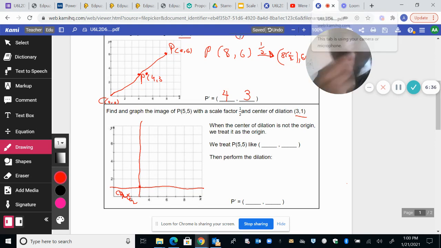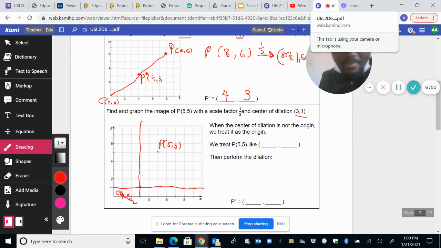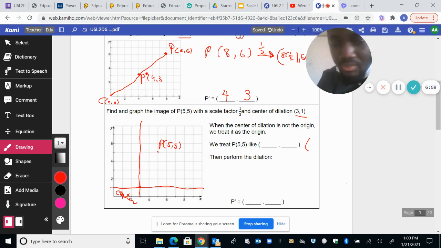Then let's plug in point P. P is already 5 originally on X and 5 on Y. So P is somewhere here. And then we're going to pretend to get P on our new center of dilation, our new coordinates here.